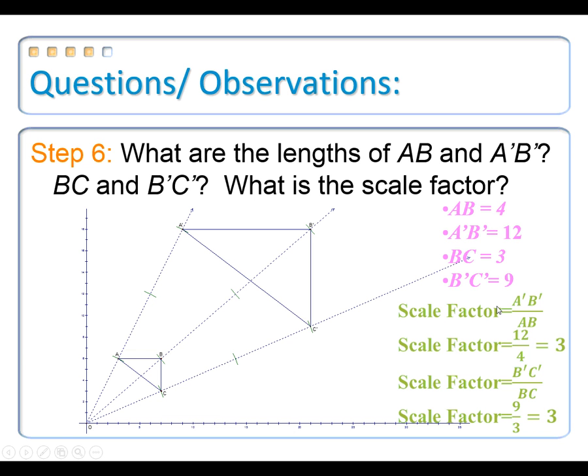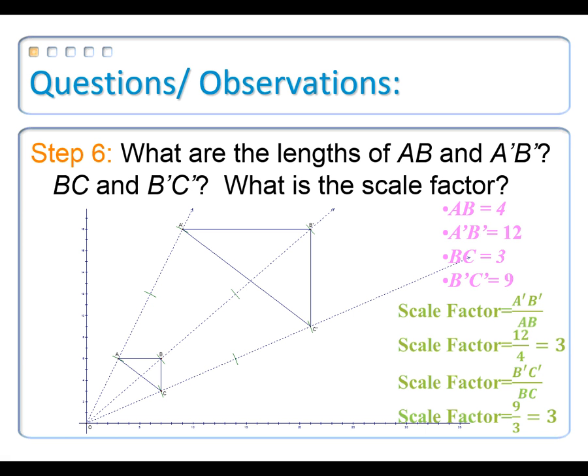Okay, so like the first one, I could say my image length is 12, A prime B prime, and its corresponding pre-image length, which A prime B prime directly relates to AB, is 4. So I would do 12 over 4, which, guess what, you guys, it's 3, which makes sense because at the start it said it has a scale factor of 3. Or I could divide B prime C prime, which is 9, over BC, which is 3. And guess what? It's also 3. So we're good to go. We calculated right. Yay! Party, party.